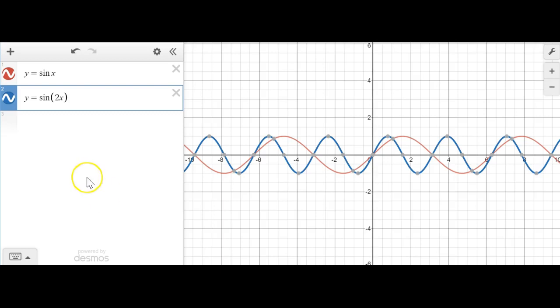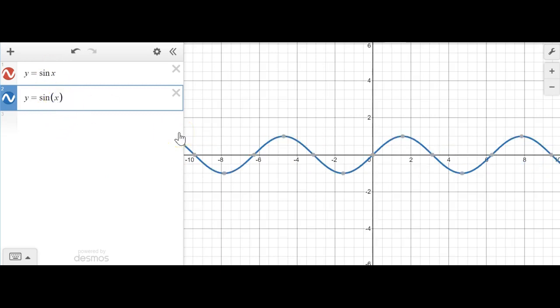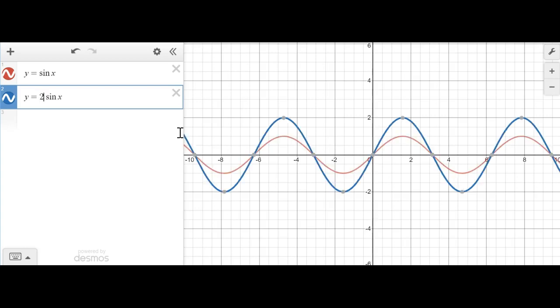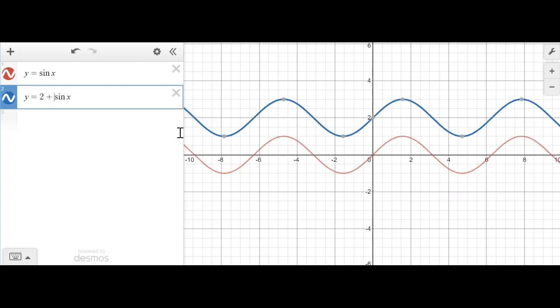Let's talk about what the C does. We're going to get rid of this 2x here, and the C just sits out in front. Let's say we make C equal to 2. So let's make it 2 plus sine of x. This causes the entire graph to shift upward by 2. If you put a number in for C, it's going to cause the graph to shift upward.